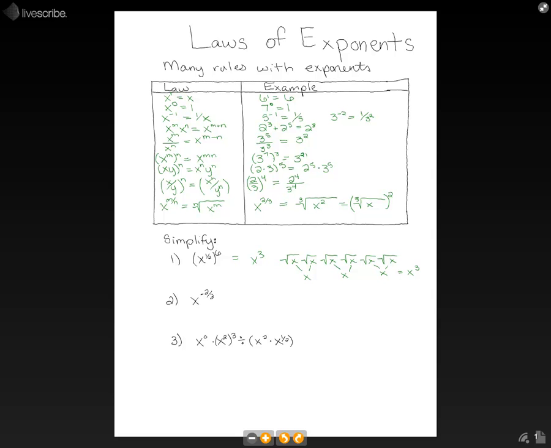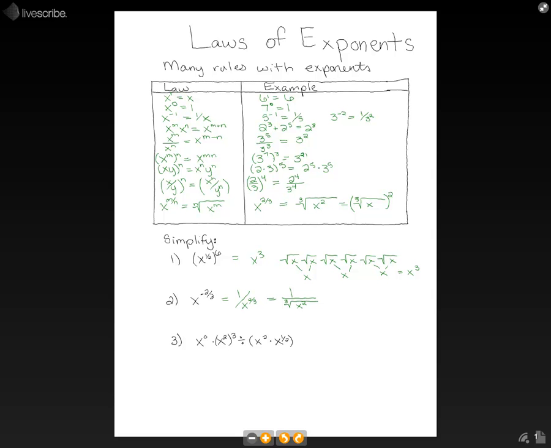Another example we have is x to the negative 2/3 power. So whenever we do this example, we're going to get 1 over x to the 2/3 power. But we can simplify it even more because we know that that's a fraction, so we can make that into a root. So it's going to be 1 over the cube root of x squared.